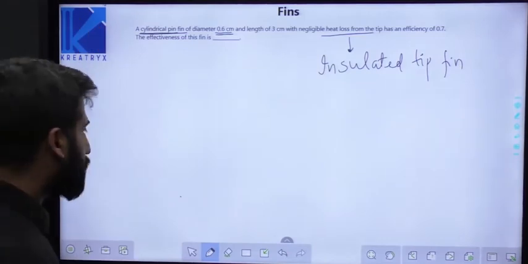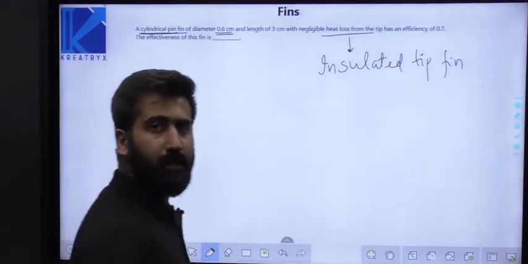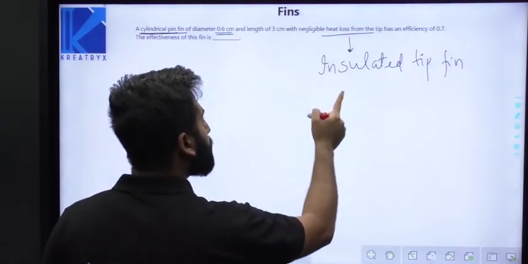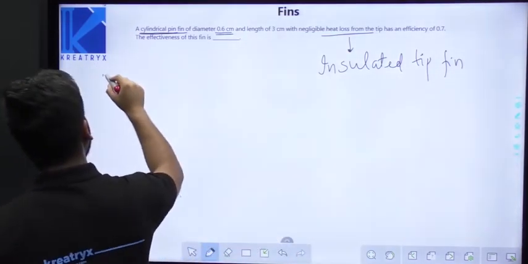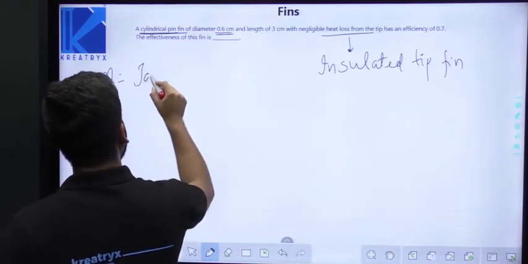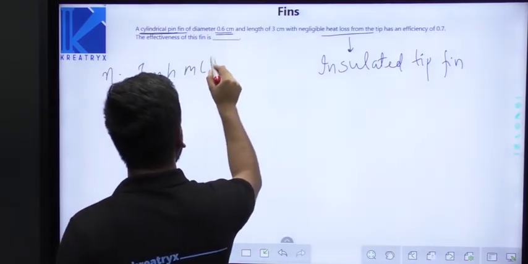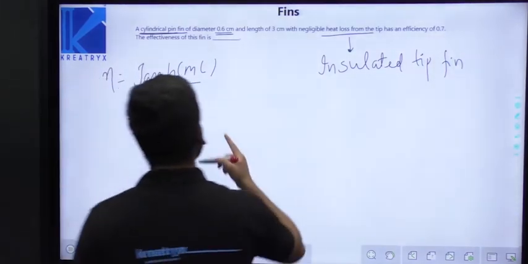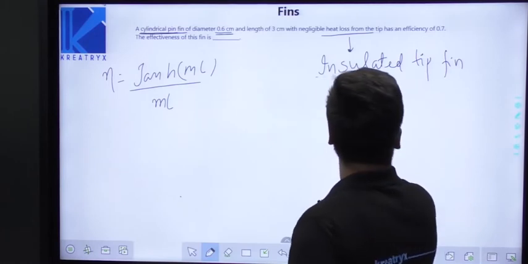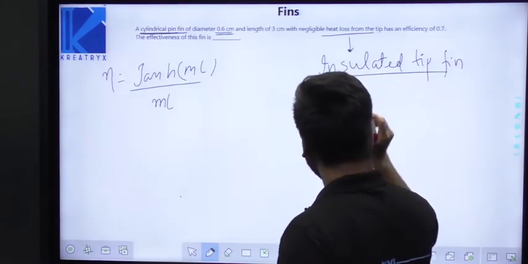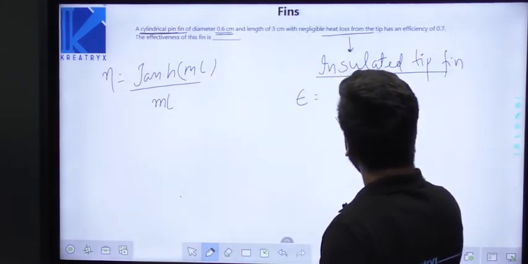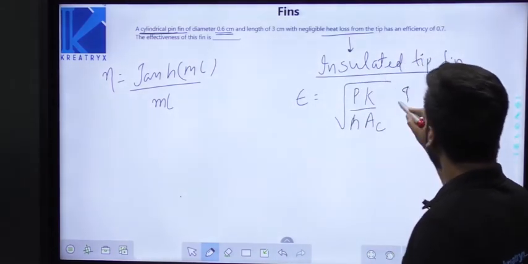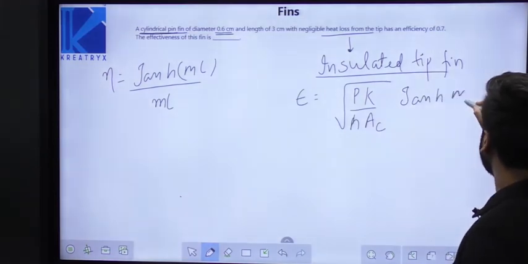Write the formulas. Questions on this chapter are directly based on the formulas. So for an insulated tip fin, the efficiency of the fin is equal to tan hyperbolic ML upon ML. And the effectiveness of this fin for an insulated tip fin is equal to root of PK by HAC times tan hyperbolic ML.